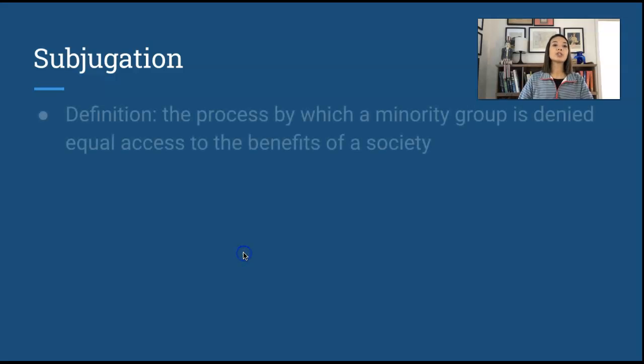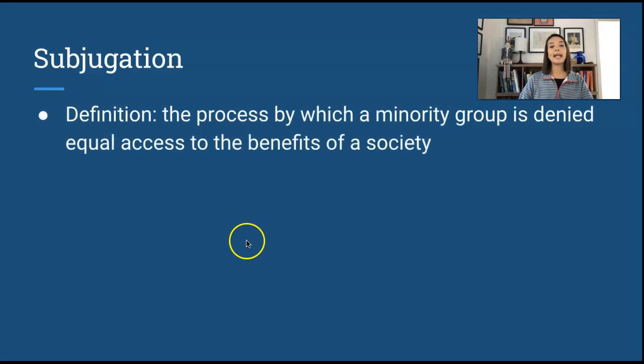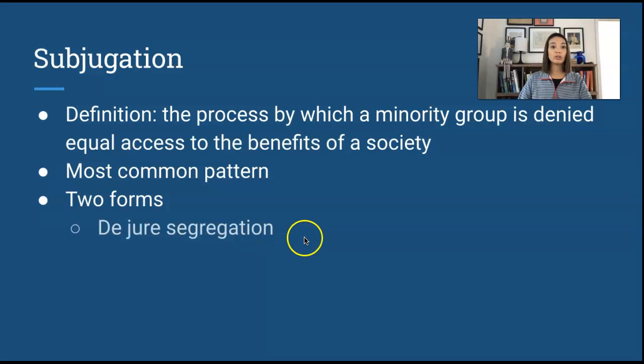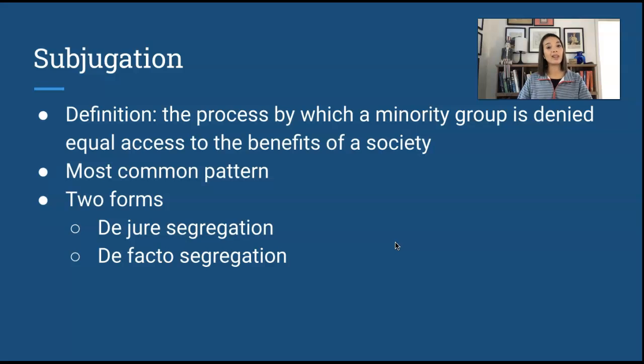Okay, so the first one, subjugation. The definition reads that it is the process by which a minority group is denied equal access to the benefits of society. Subjugation is the most common of the three basic patterns that we see throughout history and also now. There are two forms, and we're going to have several slides that talk about these two forms. The first one is de jure segregation, and the second one is de facto segregation.